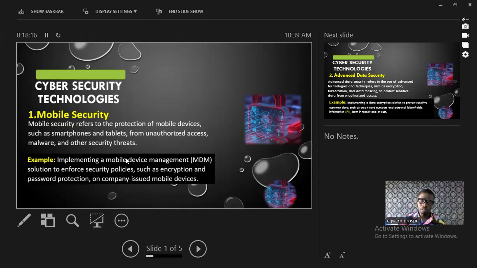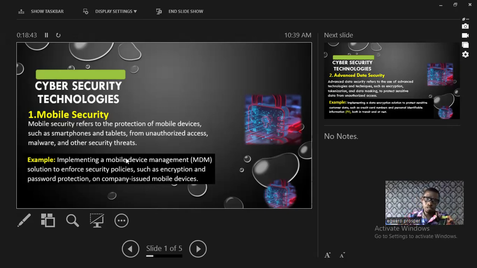Now, when we say cybersecurity technology, we are talking about different technology that we use in ensuring the security of the internet space. So that you know, as we are going in, that I need to also know how to secure the mobile devices. So let's start with the first one, mobile security.